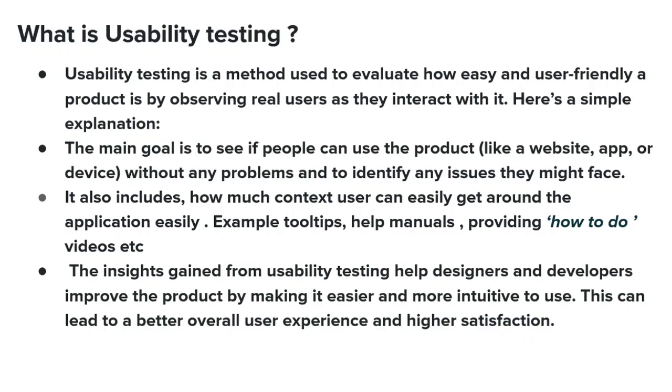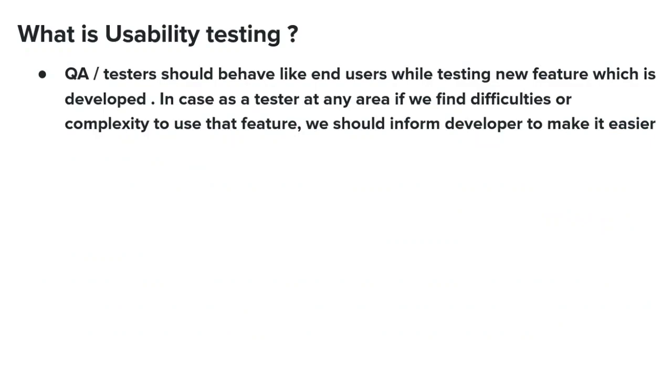And we should provide that feedback to developers so that the application is very easy for the user to use. It should not create any confusion or complexity in the mind of the user. As a QA and tester, we should always behave like end users while testing the new feature which is developed. If we find any area of the software difficult or complex to use, then we should inform the developer to make it easier.